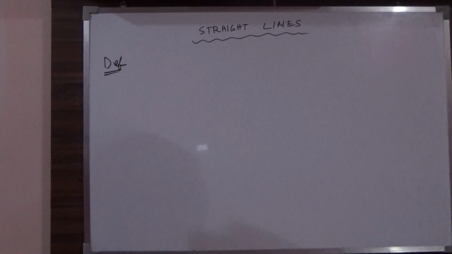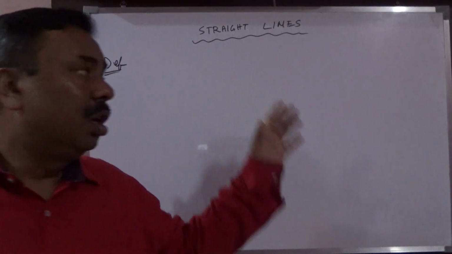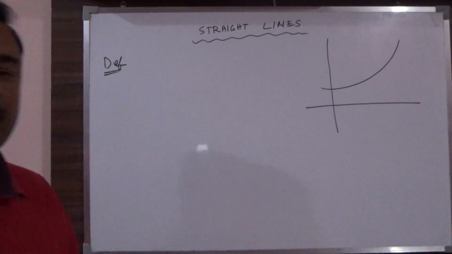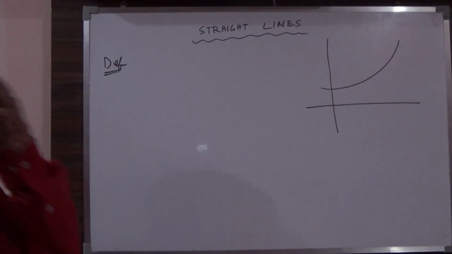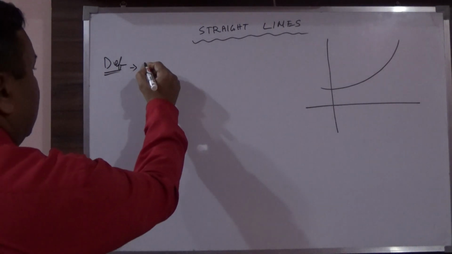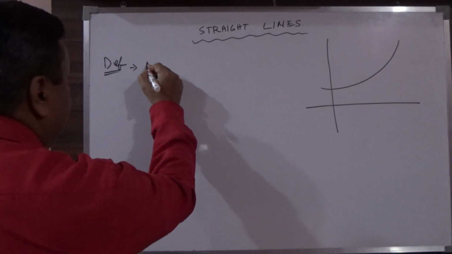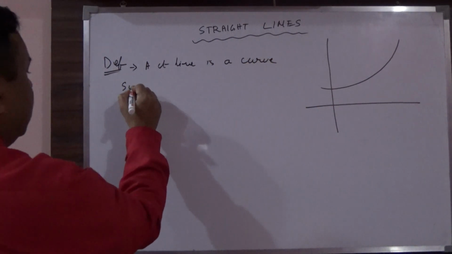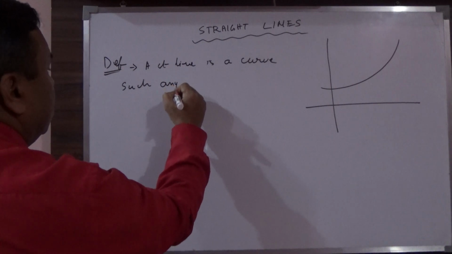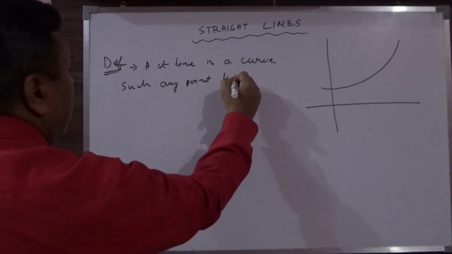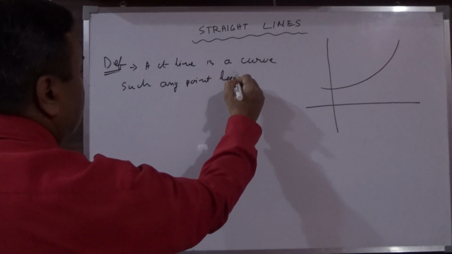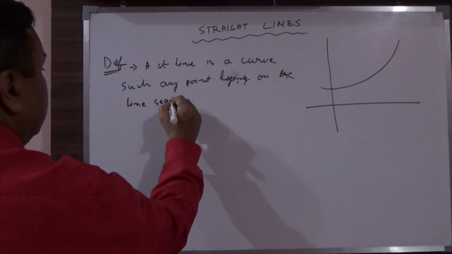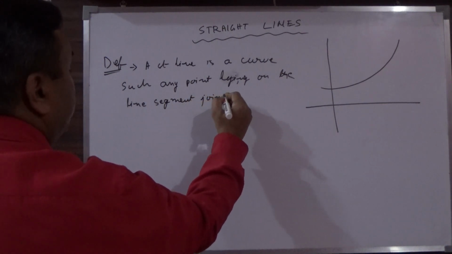Just assume that the given thing is not a straight line. Suppose I say there is a curve. I assume it to be a curve, not a straight line. So what the definition says: a straight line is a curve such that any point lying on the line segment joining any 2 points on it.